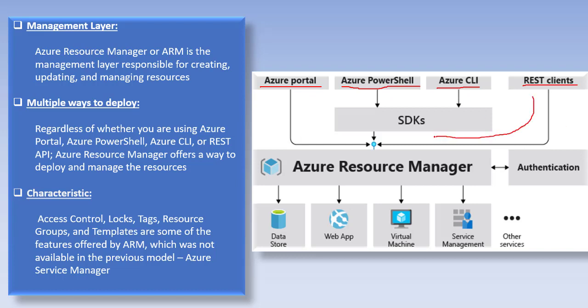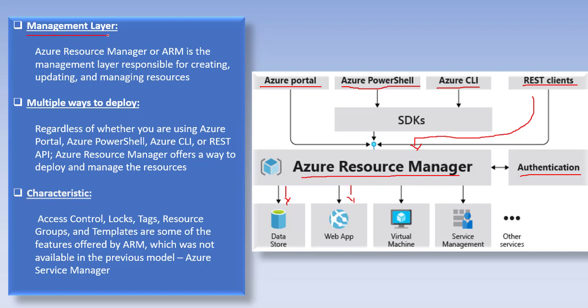through your REST clients. It will connect to your ARM. ARM is nothing but a middleware in between, and this is managing all the requests. This is the place where the authentication takes place, and once you're authenticated, then you can go and access your resources, you can manage your resources. So ARM is basically at the management layer.